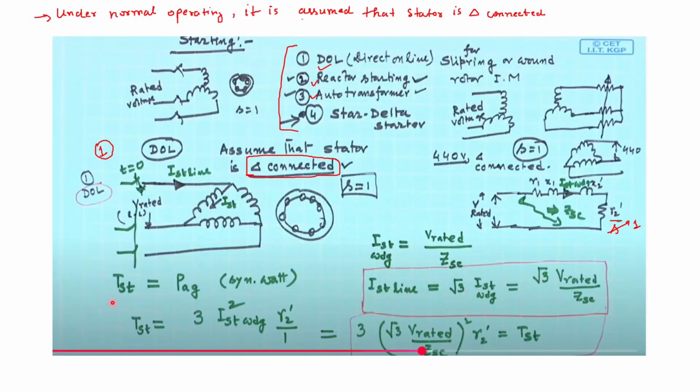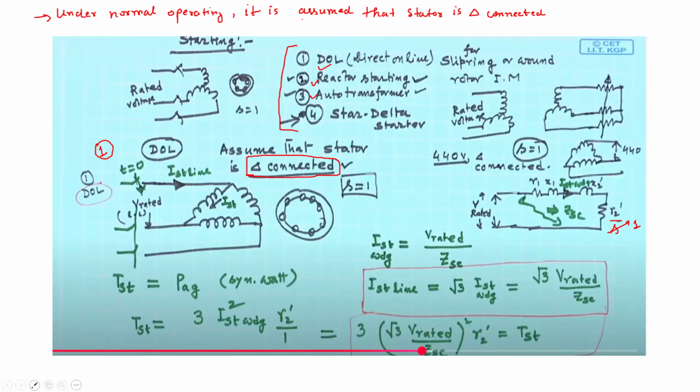We are interested in the amount of current which is getting drawn and the starting torque, right? These are the two things of interest. So let us see what happens to the starting torque. Starting torque is the air gap power if we neglect the mechanical losses. And what is the air gap power?